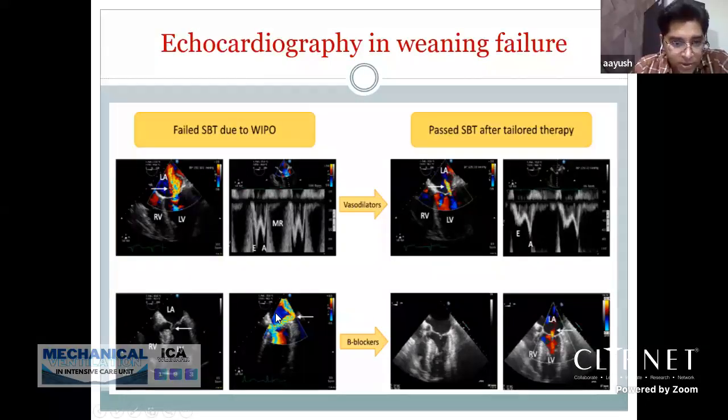The downward graph shows that the patient has developed some amount of eccentric MR. Here you can see the eccentric MR because of the systolic anterior motion of the mitral valve into the LVOT, and these patients failed weaning. Similarly, when these patients were given a trial of beta blockers, their weaning was successful, and there was a marked reduction in the eccentric MR jet, which you can see in the picture.